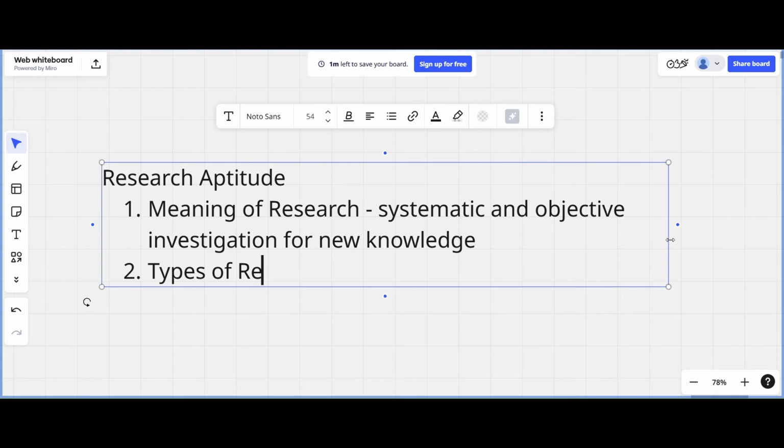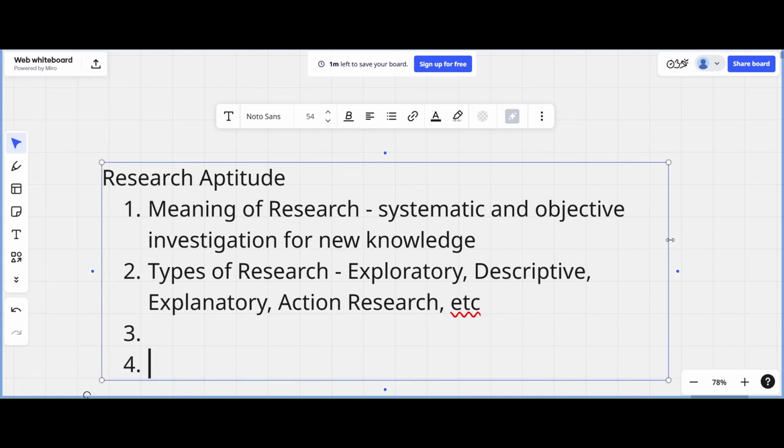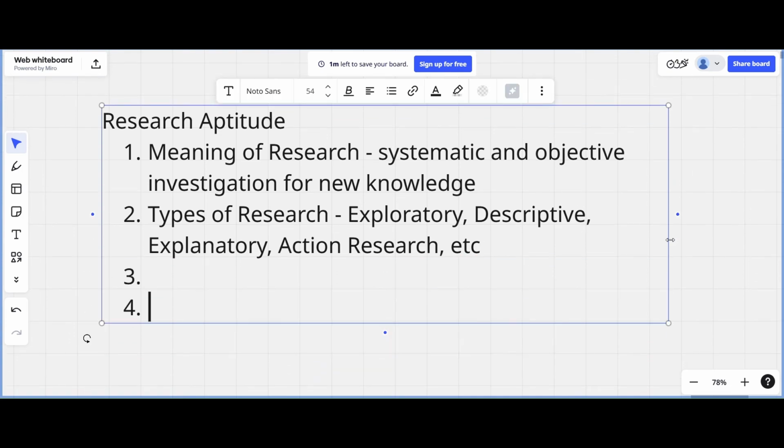Next, types of research. Types of research: one is exploratory research. Next is descriptive research. Just memorize this. Next is explanatory research. Next is action research. There are so many types of research. For example, linear research is there, quantitative research is there. I'll explain everything here. This stuff can come. Okay, this stuff can come.